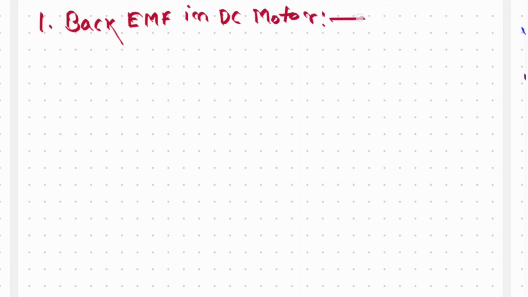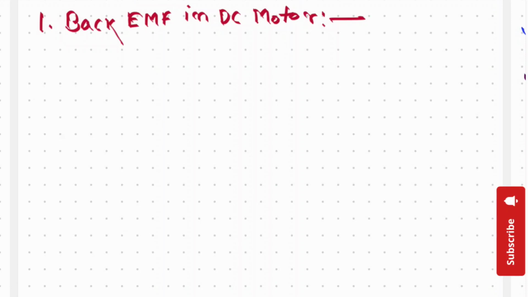Okay, the first question is back EMF in a DC motor. So what is back EMF? When a DC motor rotates, its armature conductor cuts the magnetic flux of the magnetic poles, and according to Faraday's laws of electromagnetic induction, an EMF is induced in the armature. This induced EMF is called back EMF.